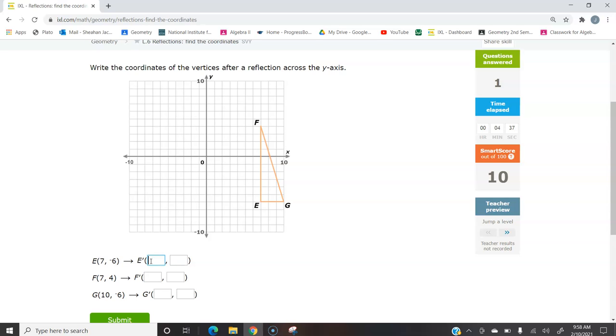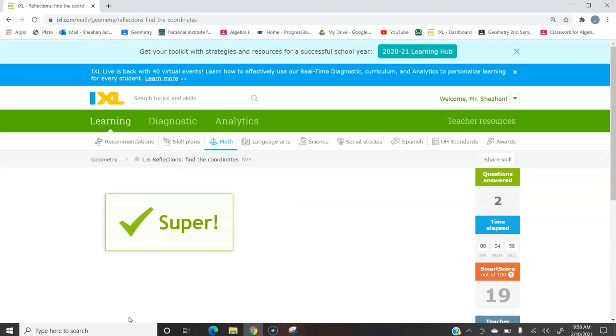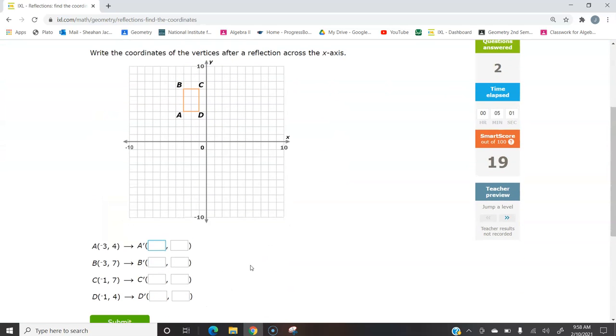Let's keep all of our x's, change signs, so positive 7 to negative 7, negative 7, negative 10. Notice I'm doing all the x's first and then all the y's so that I don't get things confused. So I can do the same thing over and over again. I'm either switching all the signs for one or I'm keeping them all the same. Perfect. Okay, here's another x-axis.